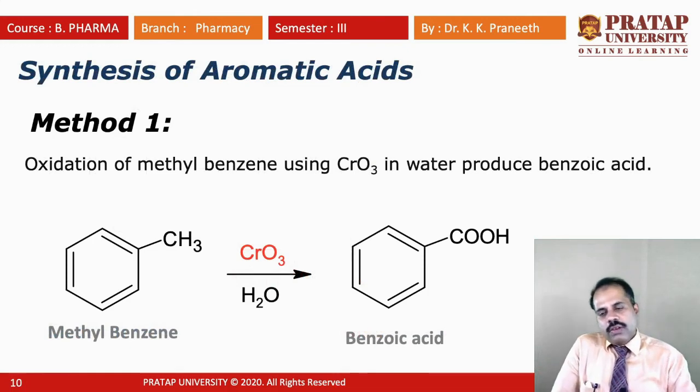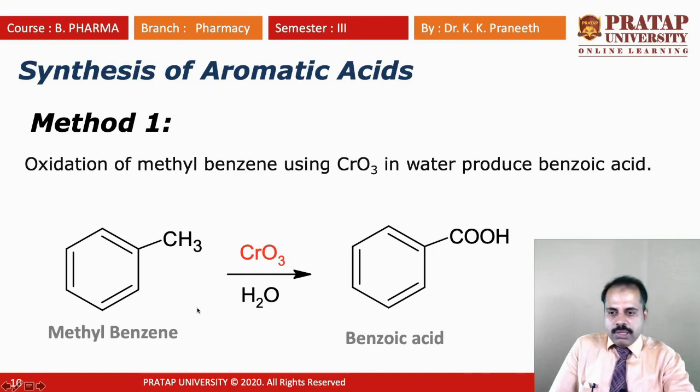There are two methods I have given. The first method is starting from methyl benzene. So this is a methyl benzene structure, the benzene ring having a CH3 group. If you oxidize the methyl benzene using chromium trioxide, CrO3, in water, you produce benzoic acid.